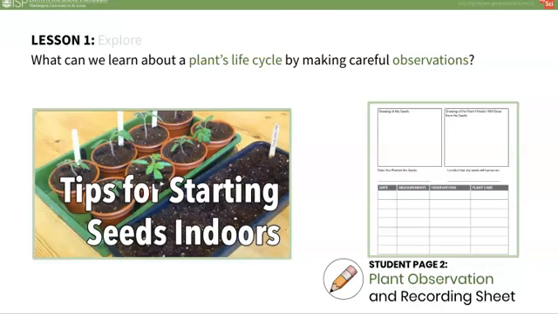Ask students to predict what the plants will look like and how long it will take for them to grow. Have students record their ideas. Refer to the lesson plans for this activity for additional teacher guidance.